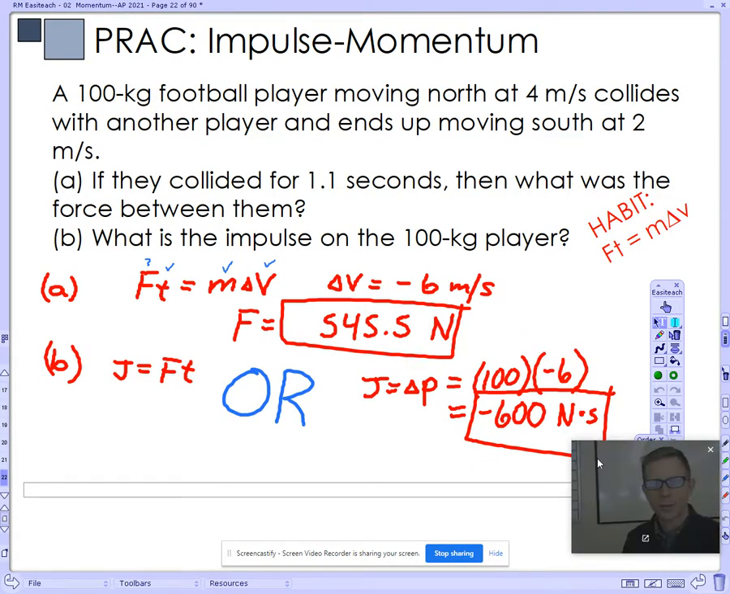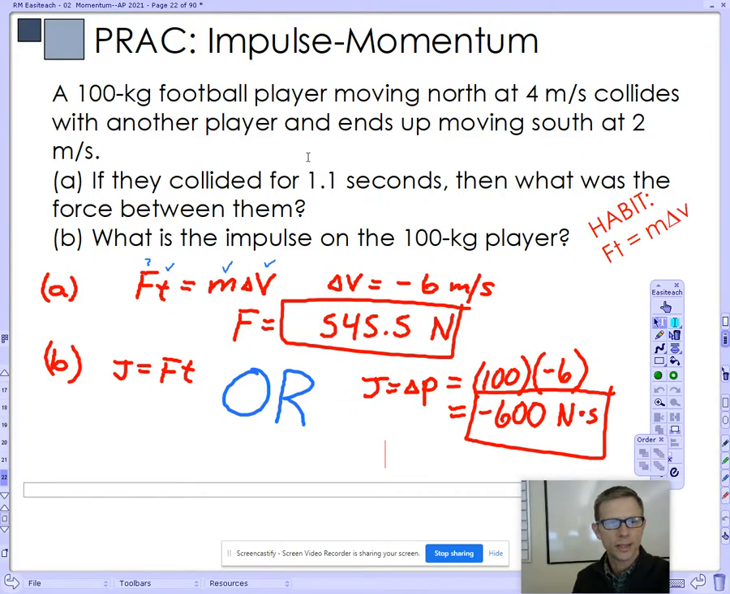Let me explain this problem and another one after this that's really tricky. So what we can see here is, given the information that I have, since I'm interested in a force and I have time, masses, and velocities, I'm going to get 545.5 newtons. But look at this. The change in velocity was -6 meters per second. He was going north at first and then he was going south. That's a change in velocity of -6 meters per second. It's a large change. Think of it as final minus original. So final is -2 minus 4.